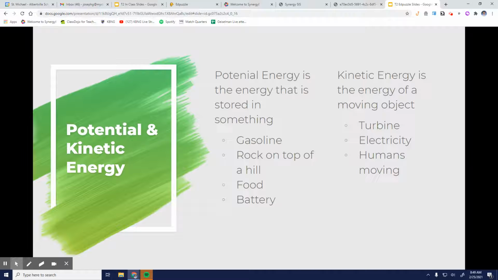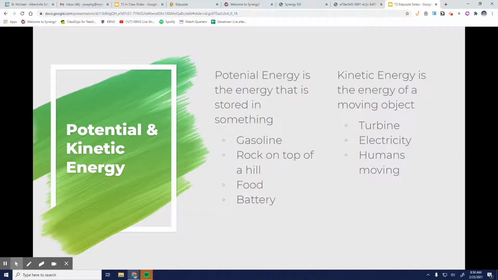Kinetic energy then is the energy of a moving object. We've just been learning about power plants. Turbines are a great example of moving objects. Turbines spin, and we are able to harness that movement energy and turn it into electricity. Electricity itself is the movement of electrons, so electricity is a type of kinetic energy. And then also, you and I move, right?